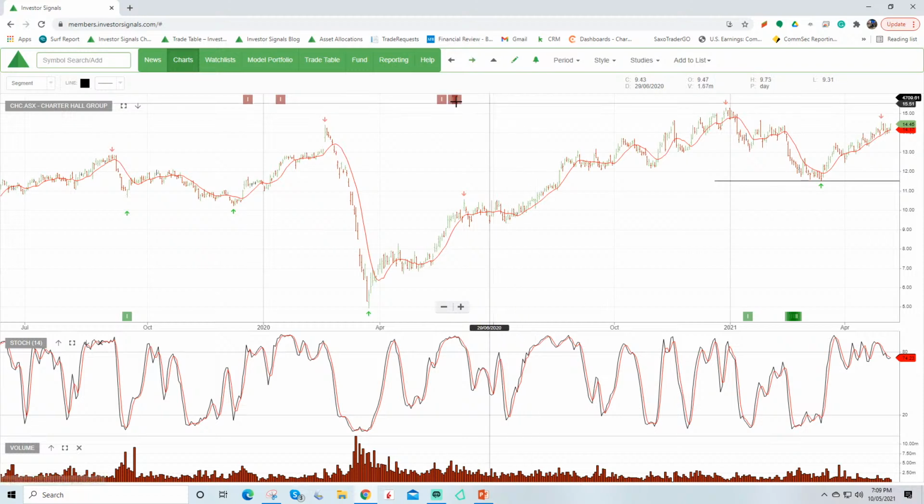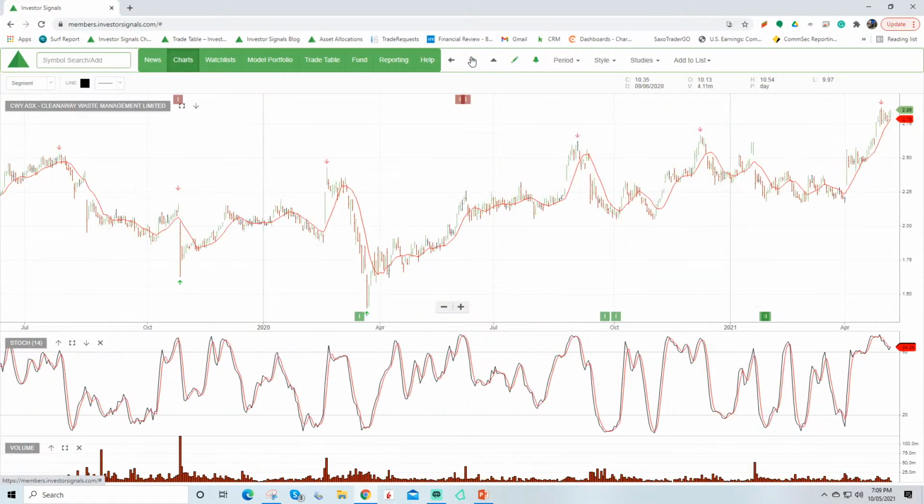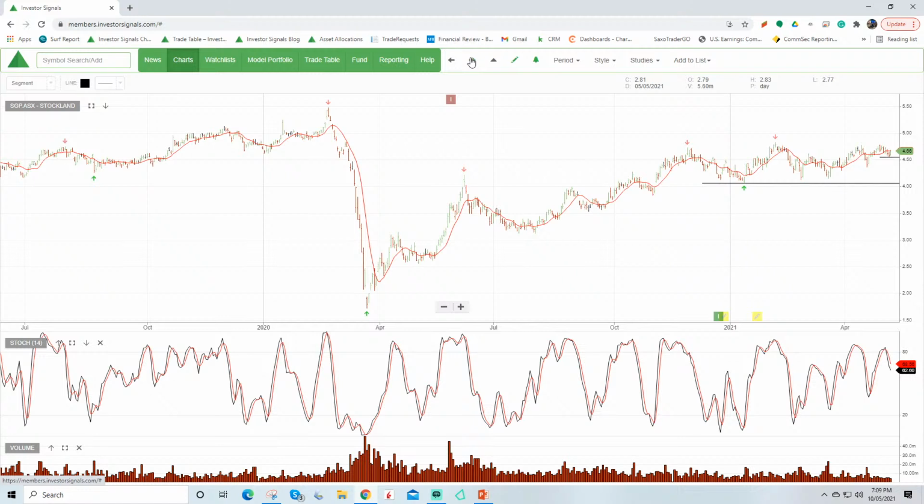Charter Hall, real estate investment trust, switched from sell conditions to buy conditions, now pushing $15. As I mentioned in prior weeks, consideration is own SLF over the individual REITs. Cleanaway we like. We've been buyers of this off $2. We've taken profit now up here at around $3. It looks pretty close to full value to me.